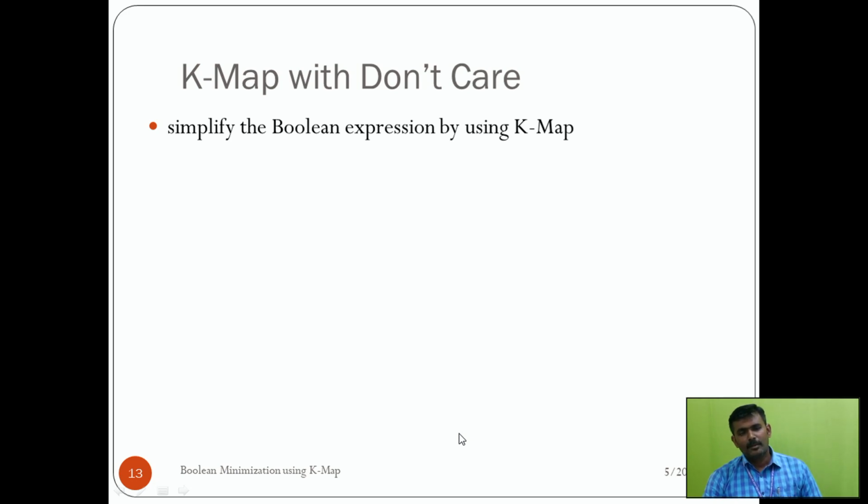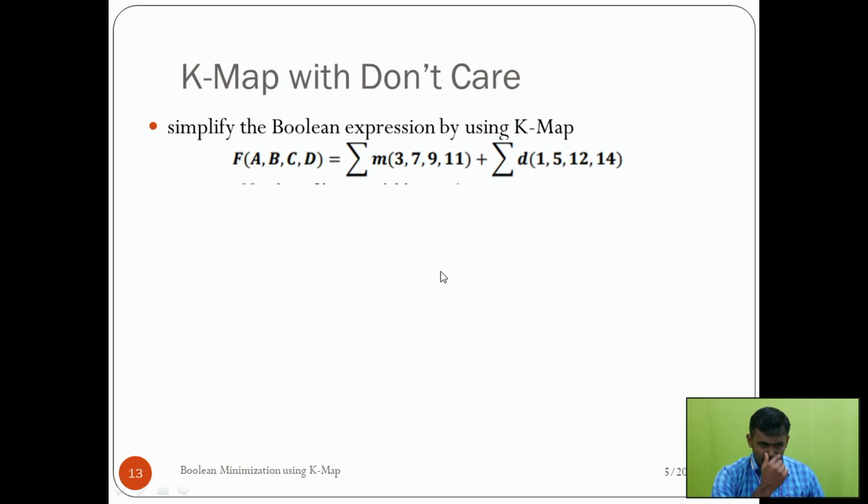In Boolean expressions, one more thing is there, which is called a don't care, which we can take as either a 1 or a 0. So here we are going to discuss K-map with the don't care condition. See here, f of A, B, C, D, in which the minterms present are 3, 7, 9 and 11, plus summation over d, in the sense don't care, of 1, 5, 12 and 14. Clear?